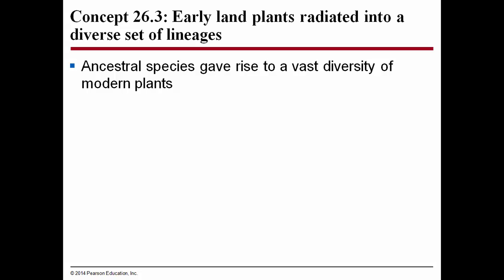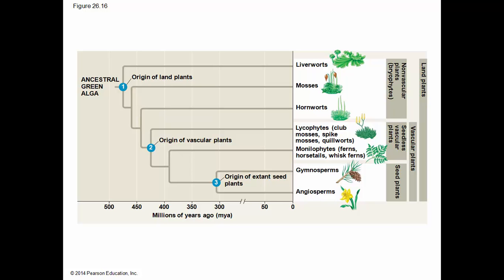Early land plants radiated into a diverse set of lineages. Okay, so now we're going to go back into plants. Ancestral species gave rise to a vast variety of modern plants. Okay, here is the overall summary of terrestrial plants. They're all coming from an ancestral green algae, a freshwater algae that's related to the charophytes.